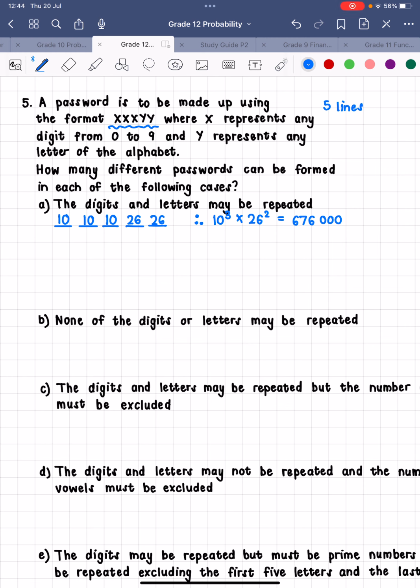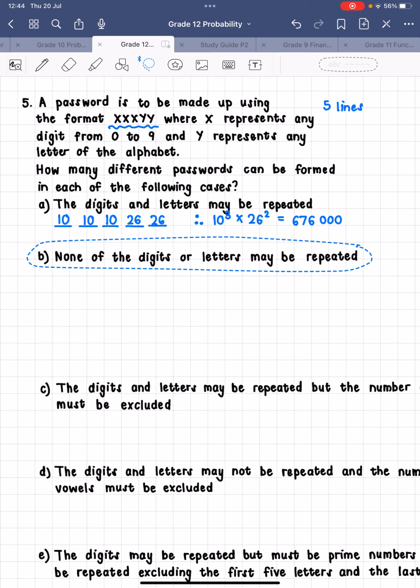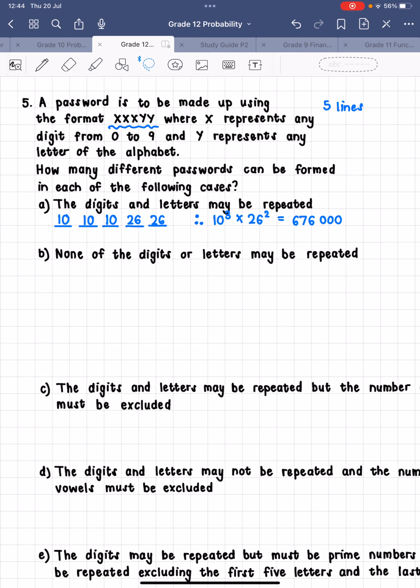Alright, B. Yes. So it says X represents any digit from 0 to 9. So why do we choose 10? No, we're not choosing 10. We're saying there are 10 numbers to choose from. Oh. Okay, so the numbers that we're filling in here are not the actual numbers that we're putting in. It's the number of options that we have.